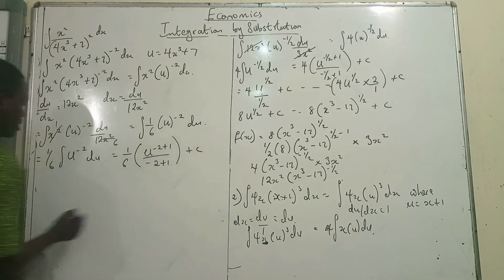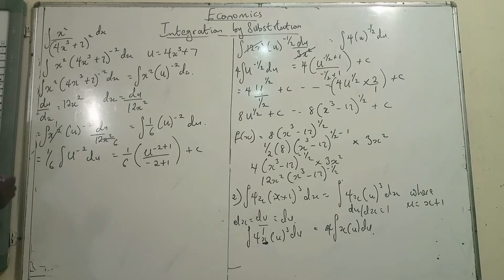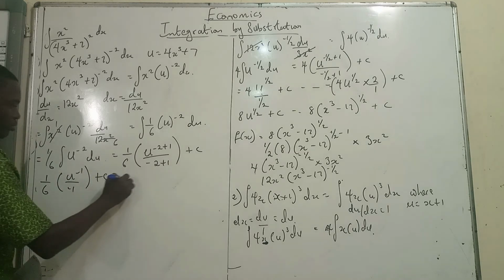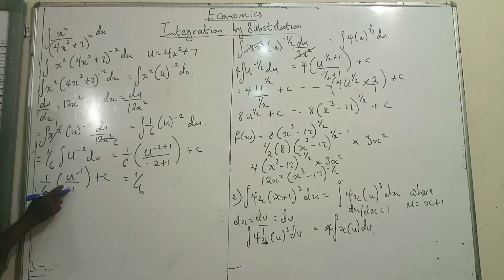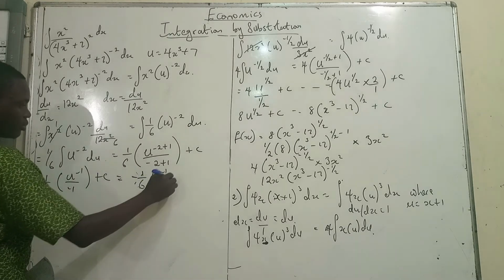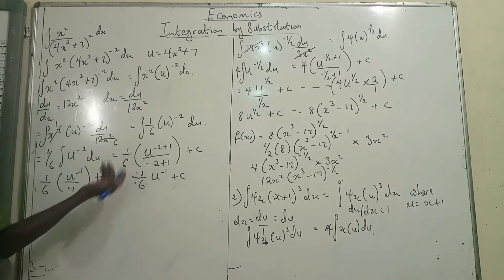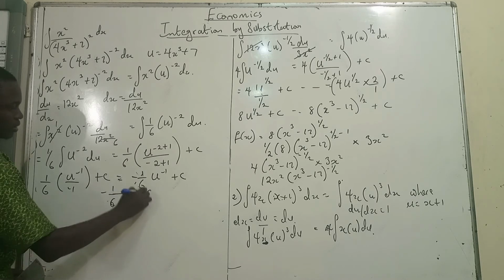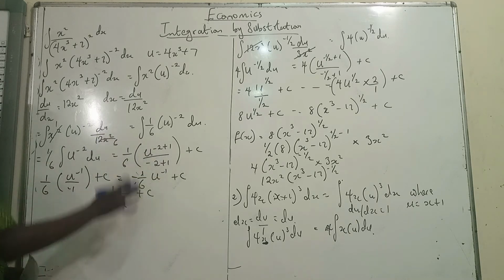Then plus the constant term outside there. I hope I'm not mistaken. So we have 1 over 6 into brackets u raised to power minus 1, divided by minus 2 plus 1, which is minus 1, then plus c. This is going to be minus 1 over 6 u raised to power minus 1 plus c. And we could simplify this to minus 1 over 6u plus c, because u raised to power minus 1 is the same as 1 over u, so it comes down.